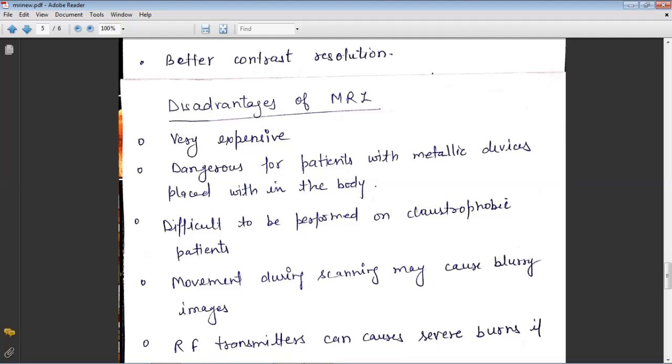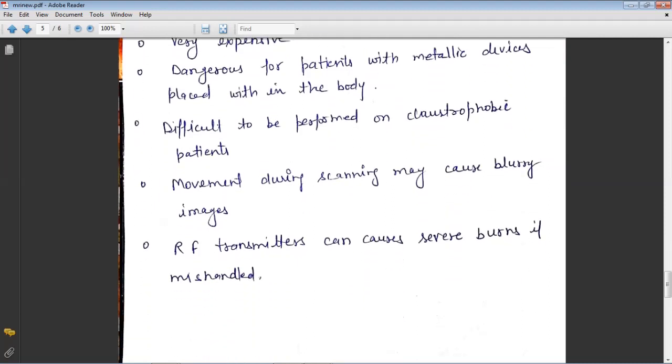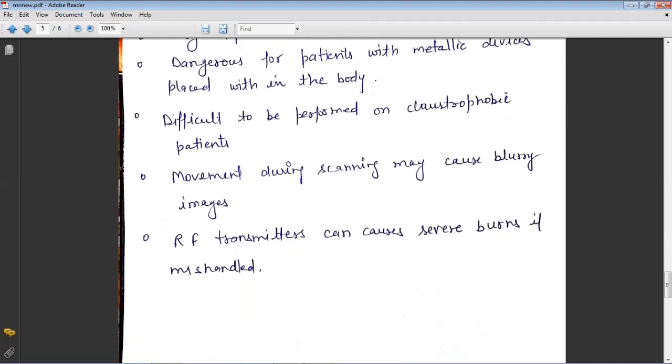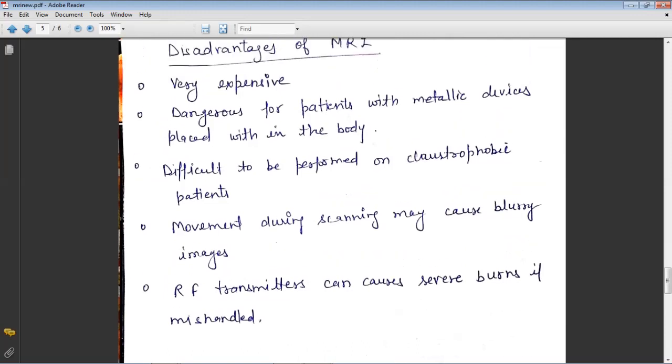Then it is difficult to be performed on claustrophobic patients, and the movement during scanning may cause blurry images. Okay, so these are the disadvantages. And one more, the RF transmitters can cause severe burns if mishandled. Okay, what is RF? RF is radio frequency.